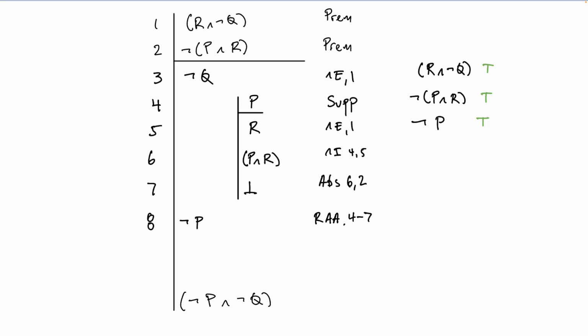Finally, having derived both not P and not Q separately, we finish the proof by using conjunction introduction to derive not P and not Q.